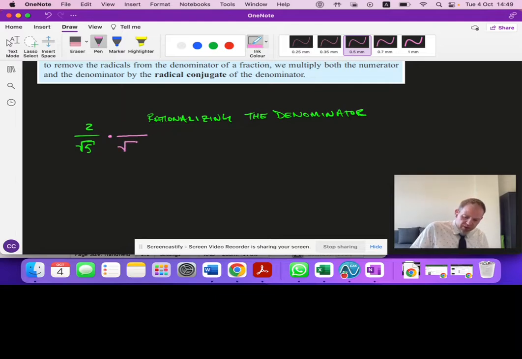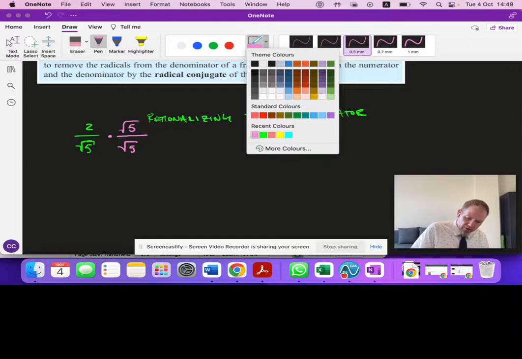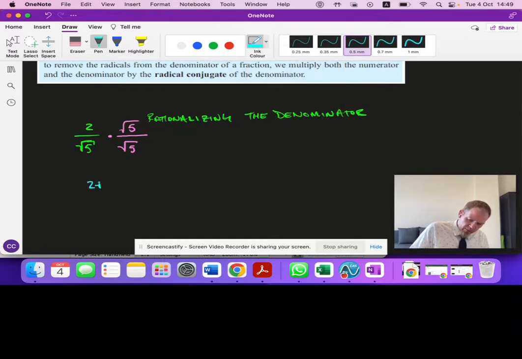Well, if I multiply this by the square root of 5, it would just turn into 5, right? But if I do it on the bottom, I also have to do it on the top. So by doing that, I rationalize my denominator, and I end up with 2 square roots of 5 over 5. That is our goal. We want to make it so that there isn't a radical in the denominator.